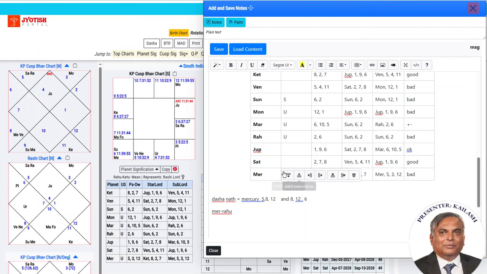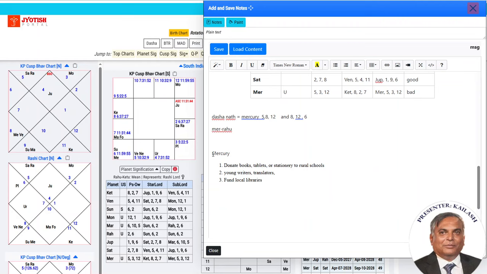And then obviously after the Mercury Saturn period, the Ketu period starts. Ketu is good. So this is how you have to interpret and let the user know. Now let's look at the remedy part.